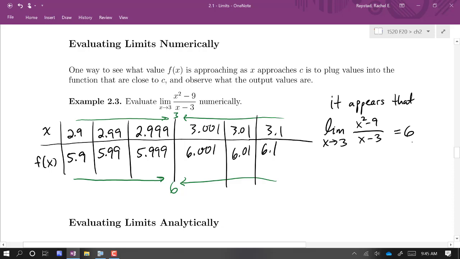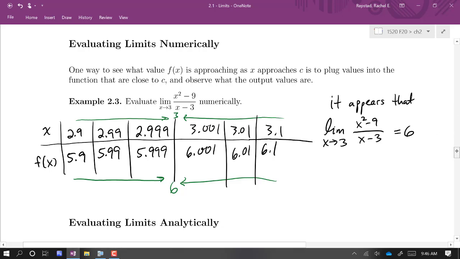Now, we don't want to rely on evaluating limits numerically. The reason is that functions can have really odd behaviors. It could be that this function does something really wild as you get close to 3, but maybe you don't see it until you get super extra close. It is impossible for us to plug in all the values approaching 3. The real numbers are a continuum, so as close as I might be getting when I plug in values, there are closer values. I can always get closer. So we don't want to rely just on evaluating limits numerically.